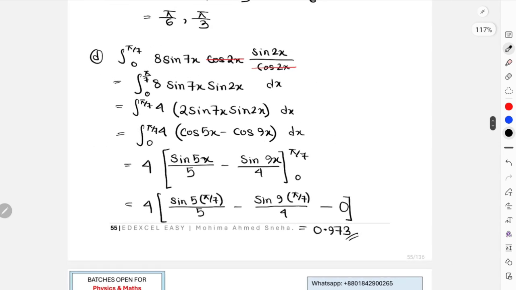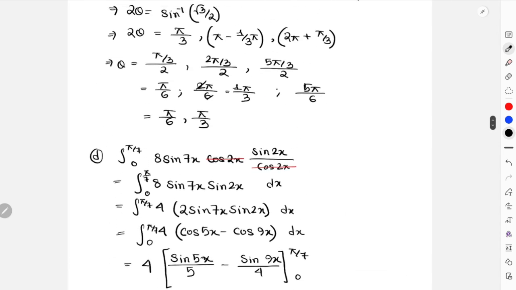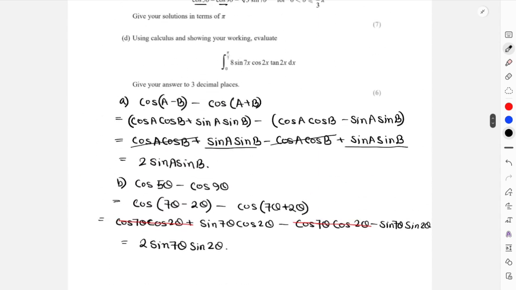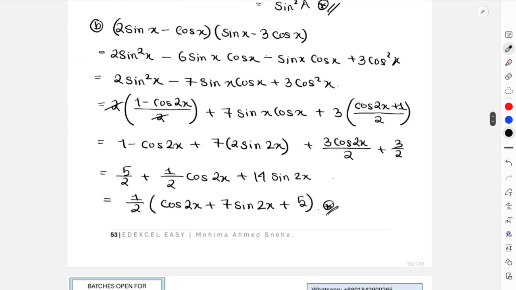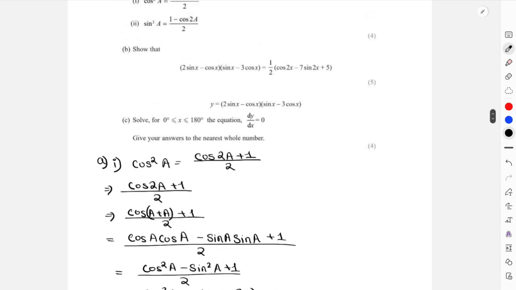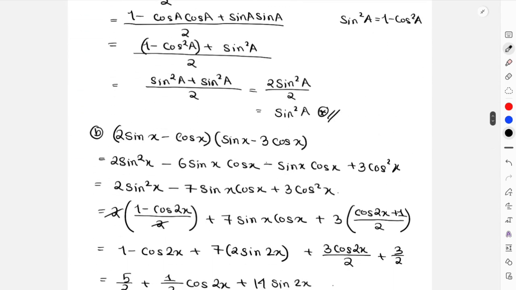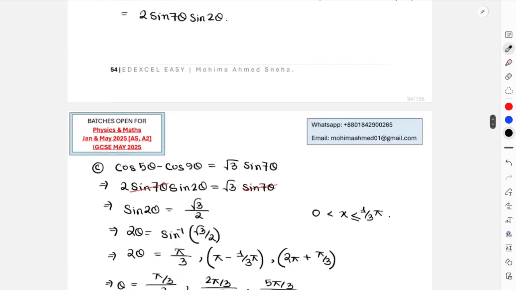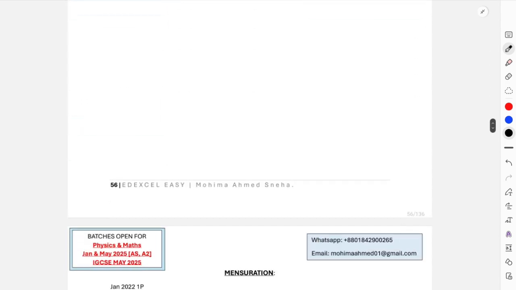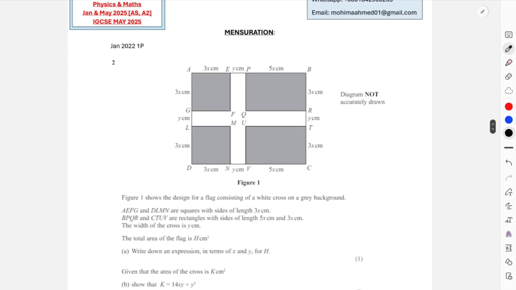So this is the integration part for trigonometry, and this is how we are going to calculate trigonometric equations in all the cases. Okay, so I hope these questions were clear enough to clear some concepts of trigonometric equations. We'll now move on to the next topic, which is mensuration over here.